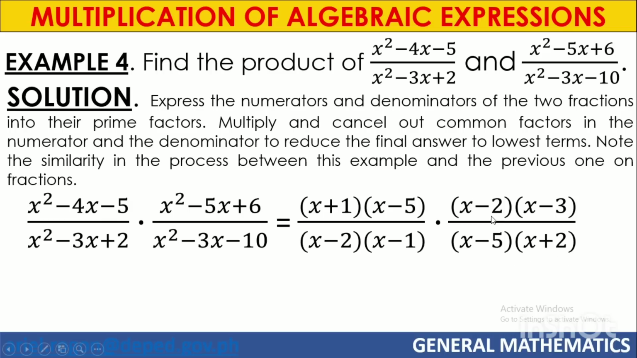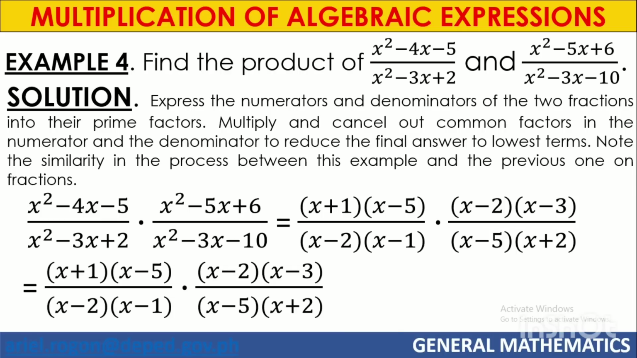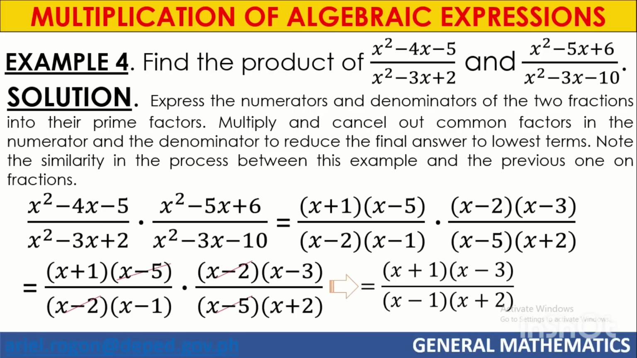So makikita nyo, pwede na tayo mag-cancellation dyan. So ano mga-cancel natin? So mga-cancel natin yung x minus 5, x minus 2. So therefore, ang naiwan na lang as numerator is x plus 1 times x minus 3. And sa denominator, we have x minus 1 and x plus 2.